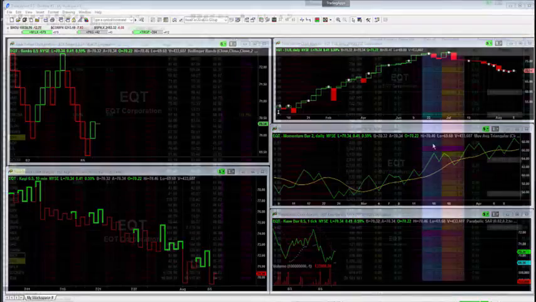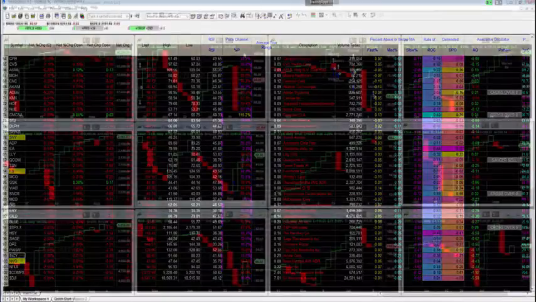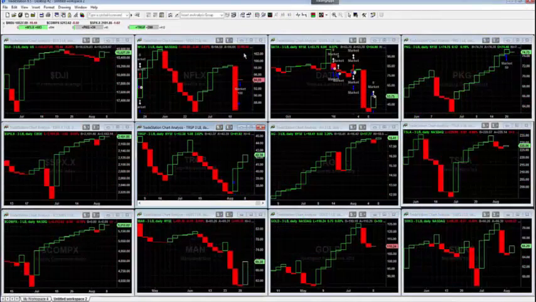Screen number 3 is my radar screen. So I use this for finding companies that are moving, and I get an opportunity to see where money is going. Screen 4 is the same as screen number 1, whereby I'm able to look at 12 companies. So in total, between screen 1 and screen 4, I can see a total of 24 companies.